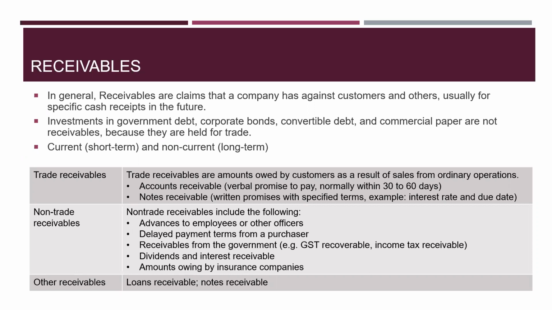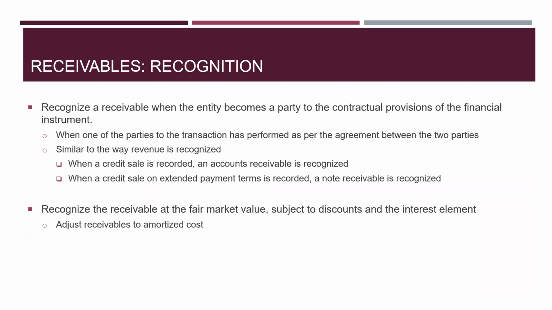So your trade receivables are generally accounts receivable and notes receivable, which are a result of your business operations. Other types of non-trade receivables that we generally see are advances to the employees, receivables for the GST, income taxes that were overpaid to the government, any dividend or interest receivables, and any amounts owing from the insurance companies. Outside of your trade and non-trade receivables, we also see some other receivables, which are loan receivable and notes receivable. Now, let's talk about the recognition of these receivables.